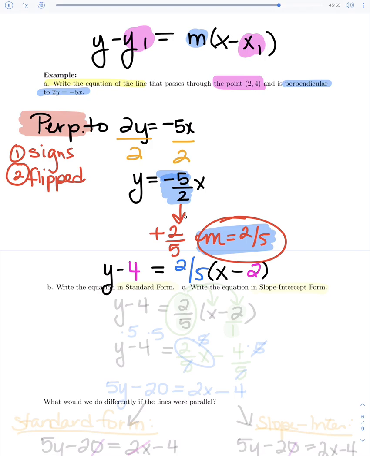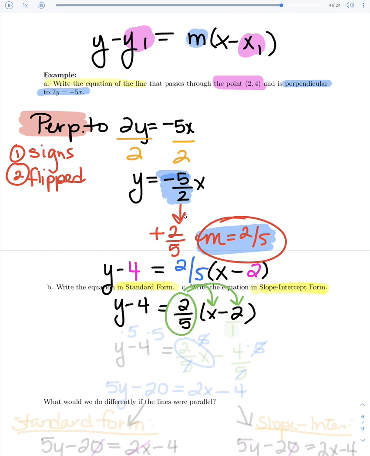We're not done yet, though, because they want us to put this equation in both standard form and slope-intercept form. Now, just like before, whichever one they want, I'm going to have to get rid of these parentheses. So the first thing I should be doing with y minus 4 equals my 2/5 times x minus 2 is distributing that 2/5 and getting rid of my parentheses.